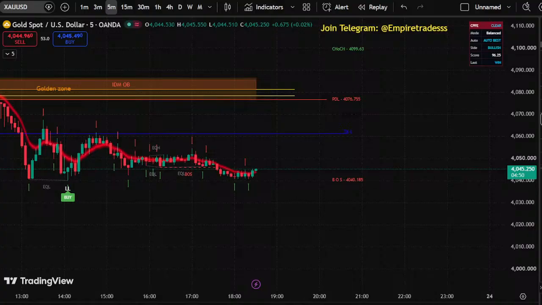9. Calculate position size. Determine your position size based on your risk tolerance and the distance between your entry point and stop loss. This ensures that you are not risking more than a predetermined percentage of your trading capital on any single trade. 10. Review and adapt.